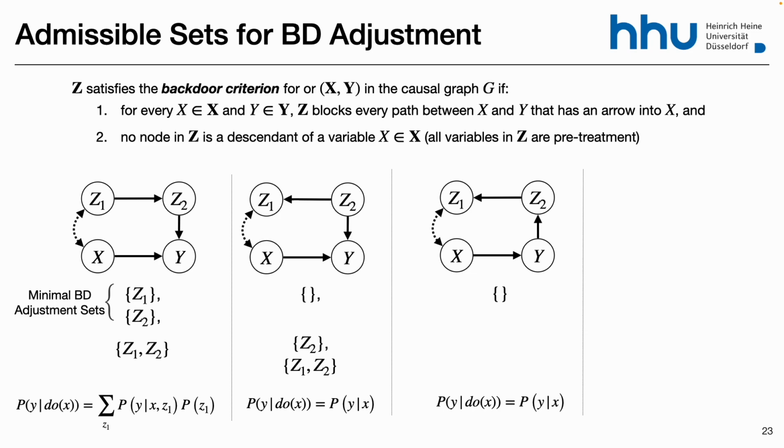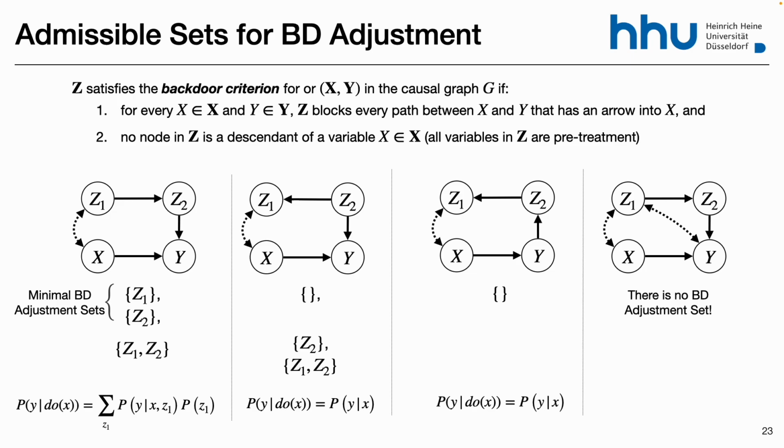Here's also a case where it is the empty set. The difference is, here's an interesting case, because of the second condition, where the set Z cannot contain descendants of X, right? So the empty set is valid because there's no descendant, but you cannot adjust. In this case, Z1 and Z2 would be descendants, so you cannot use them. So that's the only one. And there are cases where there's no admissible set, as in the last case.